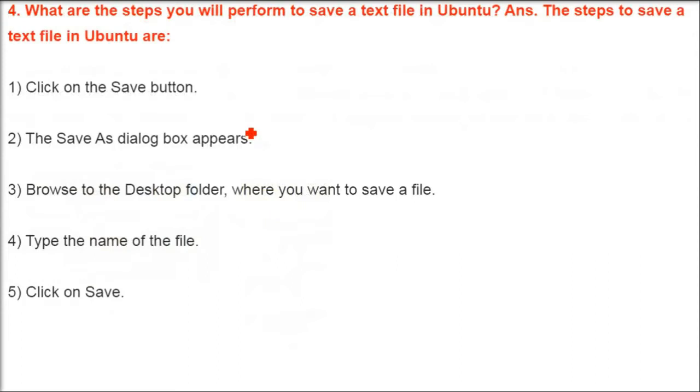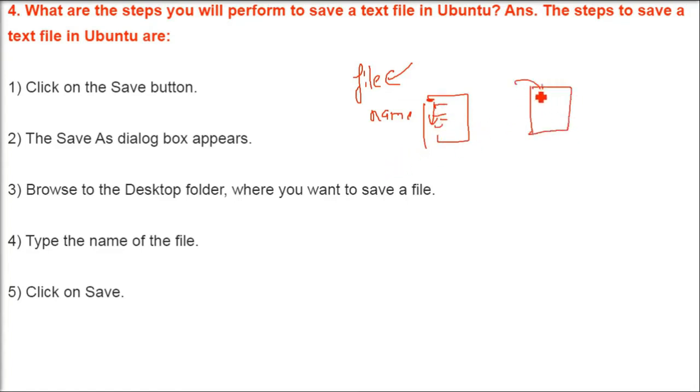What are the steps you will perform to save a text file in Ubuntu? So to save a text file, you can just open a text editor, write the content and save it. These are the simple 3 steps. Whether it is Ubuntu, Linux, or Windows, it will not matter much. So what do you do here? You will first create a file. Then you will be asked for a file name. Then you will open the file. You will write the content. Then you save it. If you want the same file with another name, you can use save as. So these are the ways.